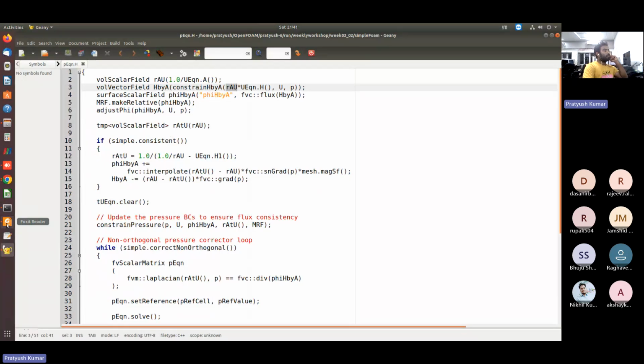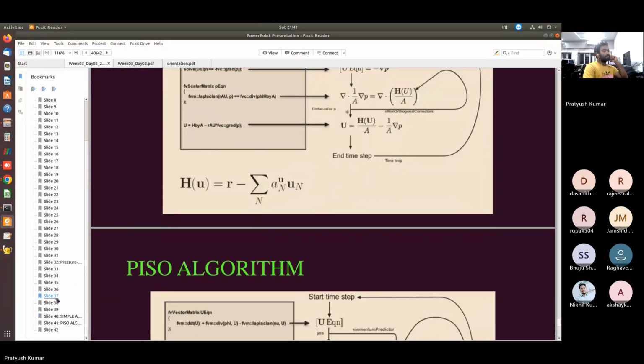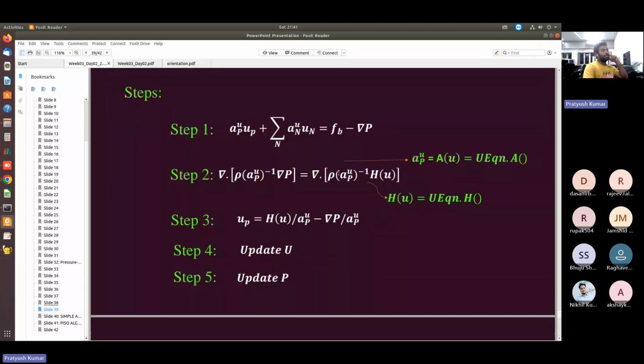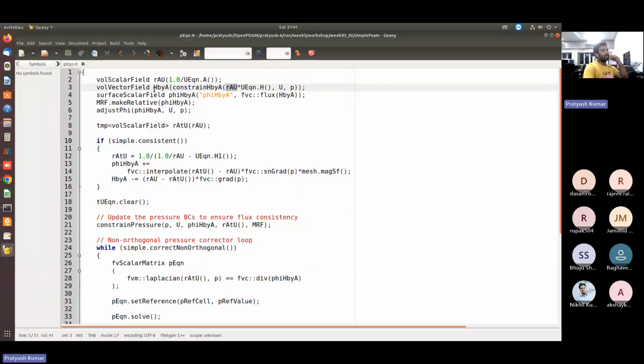See, if I show you the equations, these are the equations we are solving here. Okay, so the UEqn 1 by A multiplied by H(U) is known as rAU, HbyA. So this rAU is calculated here as 1 by UEqn.A, and when you multiply it with UEqn.H, then HbyA is calculated here.